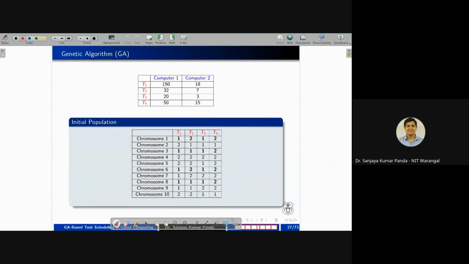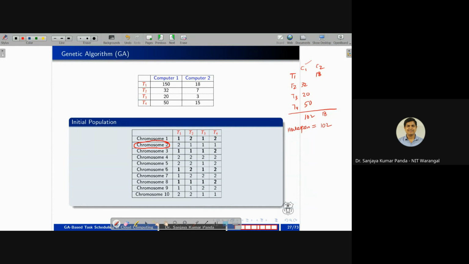Like that, I took different types of chromosomes. So for easy representation, I am showing you here 10 different chromosomes. For example, if you go for chromosome 2, what is the solution? 2, 1, 1, 1. What does it indicate? It indicates T1 is assigned to the second machine, that is 18. And T2 is assigned to the first machine, that is 32. T3 is assigned to the first machine, that is 20. T4 is assigned to the first machine, that is 50. Okay. So if you sum all the values, you will get 50 plus 20, 70 plus 32, you will get 102. So C1 is busy for 102 units of time, whereas C2 is busy for 18 units of time. So if you calculate the make span of the cloud, then you will get make span is 102. Okay, make span is 102.